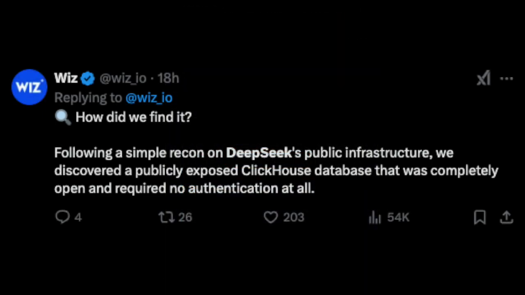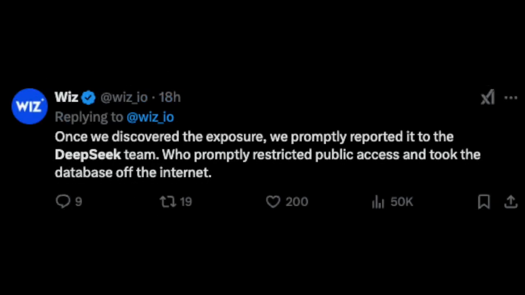Wiz Research found this database just by looking at DeepSeek's public systems. The concerning part was that the database had no protection at all. This meant anyone could have accessed users' chat messages and DeepSeek's private information. It even put their servers at risk. The good news is that Wiz Research did the right thing. They told DeepSeek about the problem right away, and DeepSeek quickly took the database offline and added protection.